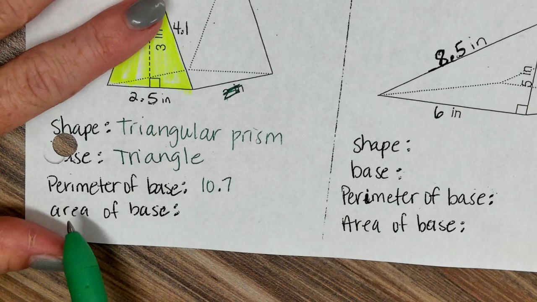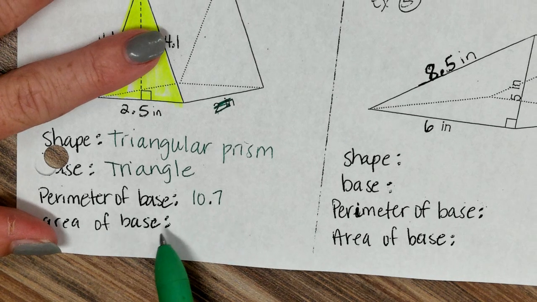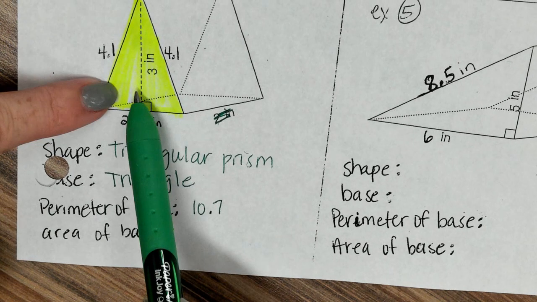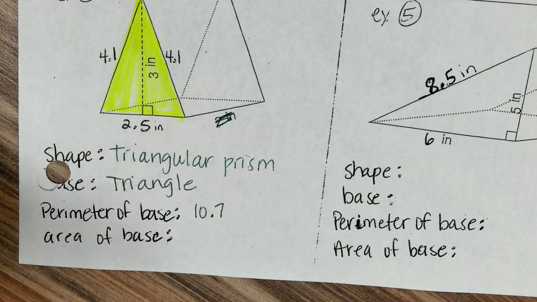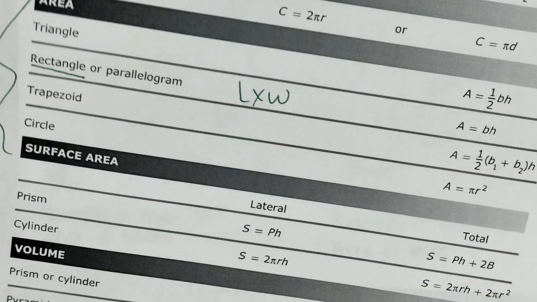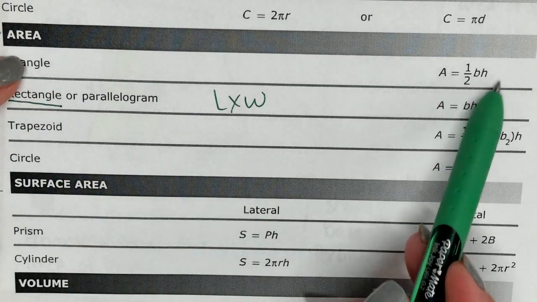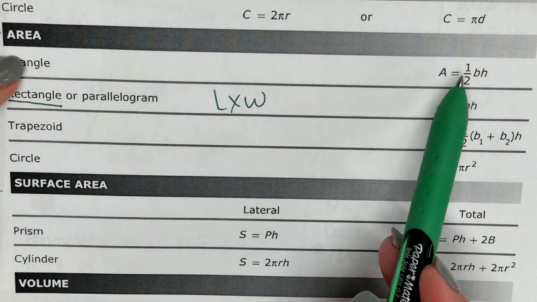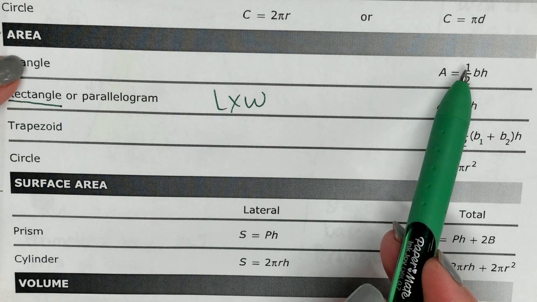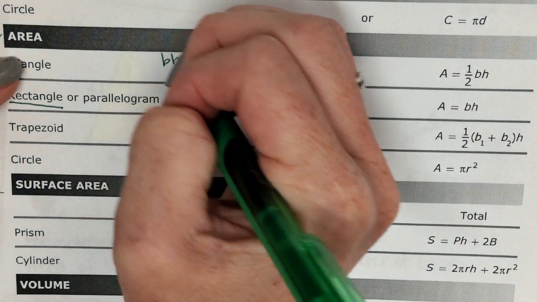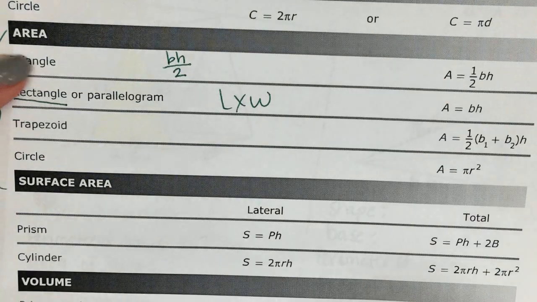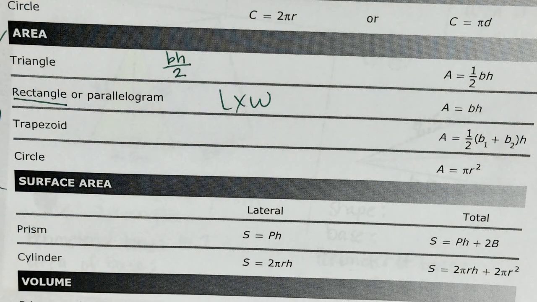Now I want to find the area of the base. Again, what kind of base is this? A triangle. So where do I go? Star chart to area. Find triangle. Did we like this formula or did we like to change it? What did we change it to? Base times height divided by 2. Why? Because multiplying by a half is the same thing as dividing by 2. Are y'all good with that?